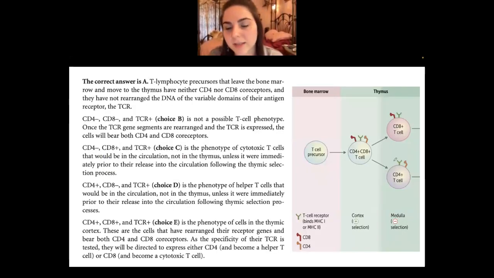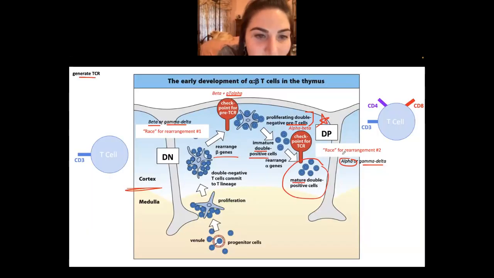So here's why I liked this picture from First Aid. It kind of shows all of this stuff, like when it's leaving the bone marrow. I think it's a little misleading here because it's showing in the cortex, but when it first gets there, remember, it doesn't have anything. It needs to go through that whole process. I'm going to go all the way back to my favorite slide.